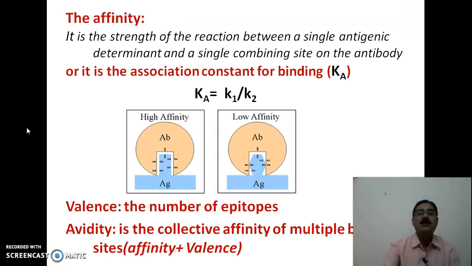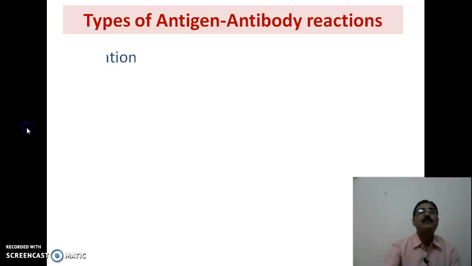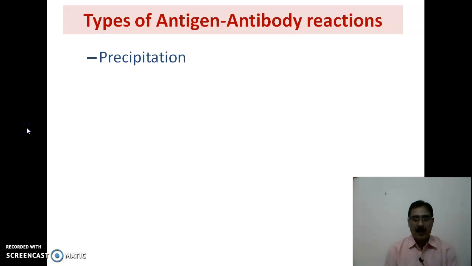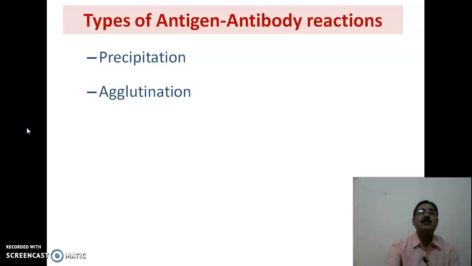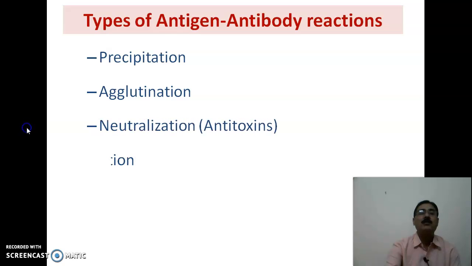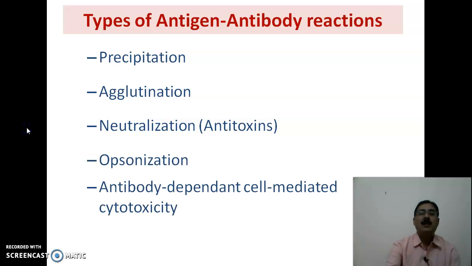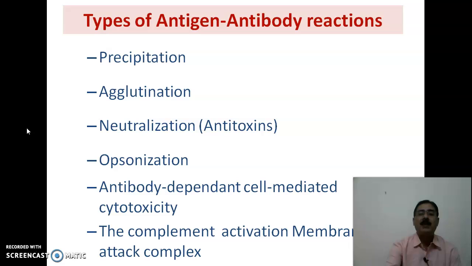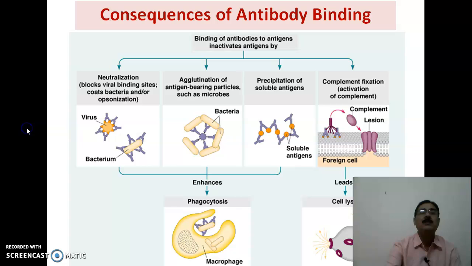Now let us discuss the types of antigen antibody reaction. The first is precipitation, the second is agglutination, the third is neutralization, the fourth is opsonization, then antibody dependent cell mediated cytotoxicity, and the complement activation membrane attack complex.